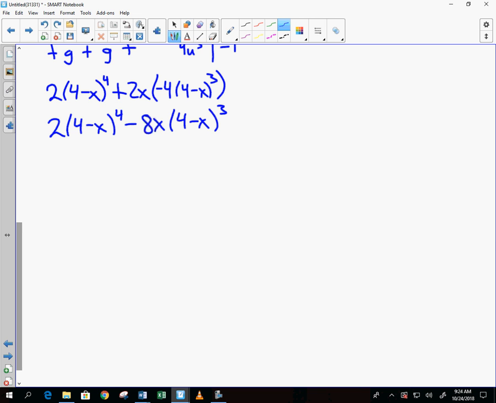Let's take out a common factor. What's the common factor? 2 times 4 minus x raised to what power? To the 3rd power. Is everybody okay with that? If you take out a 2 times 4 minus x to the 3rd, what remains? 4 minus x minus 4x, right?